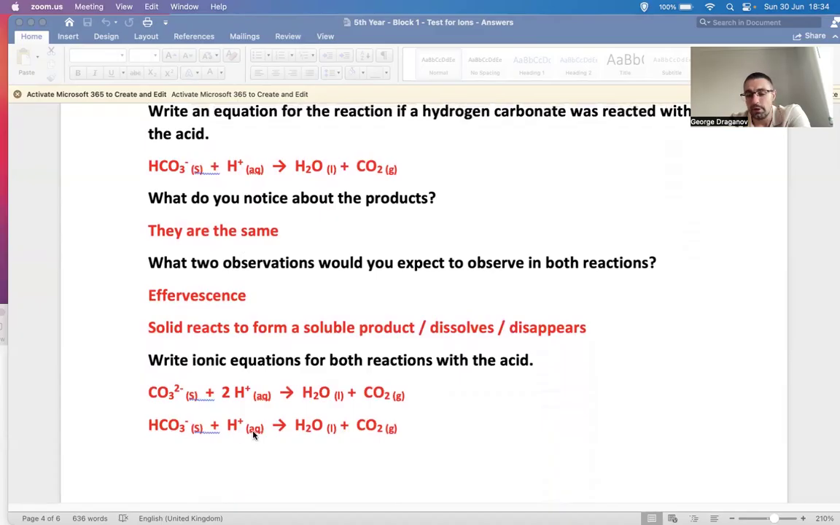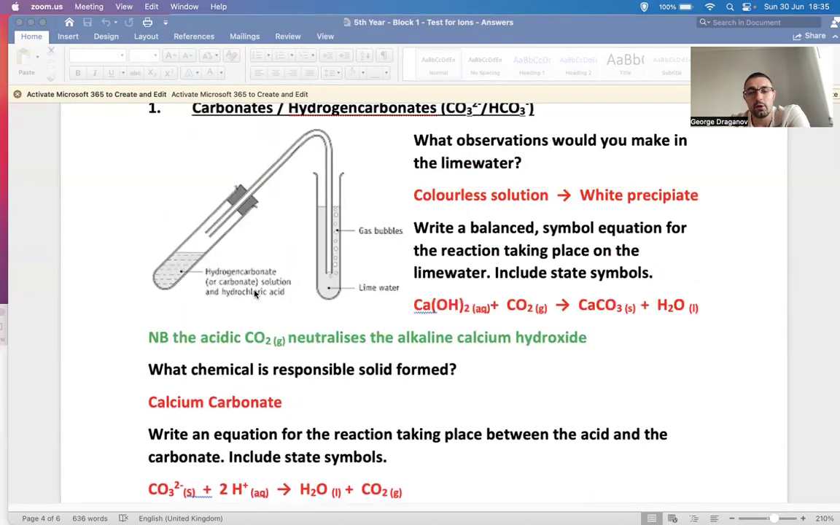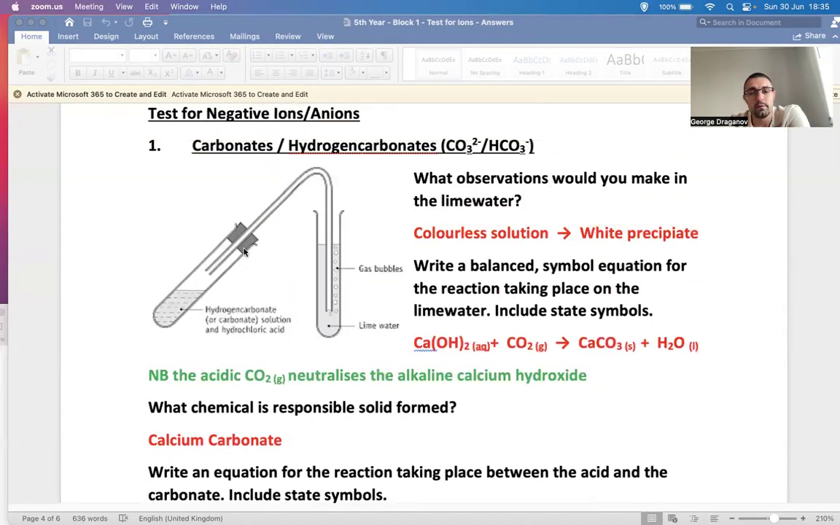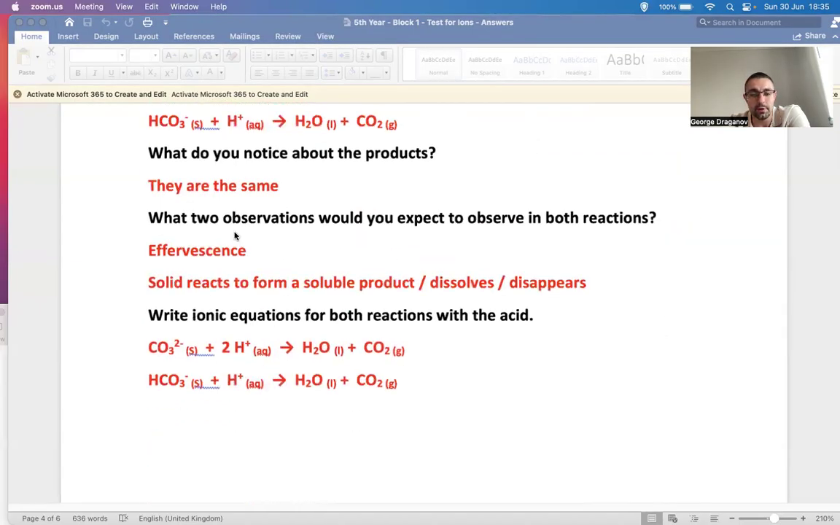This is the hydrogen carbonate version, which is unlikely to ever come up, but there it is for you for completeness. The observation is fizzing, okay? And also, the solid will dissolve or disappear. So that's the observation you would expect.